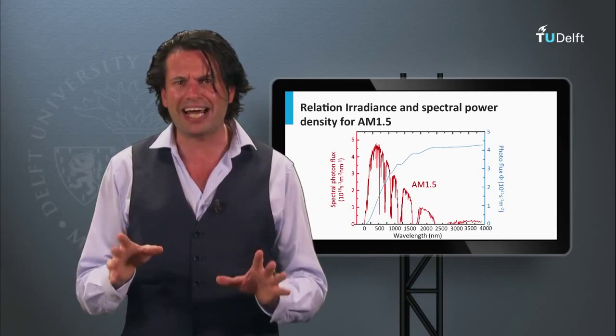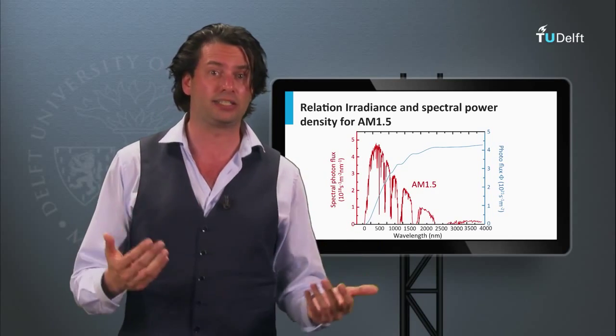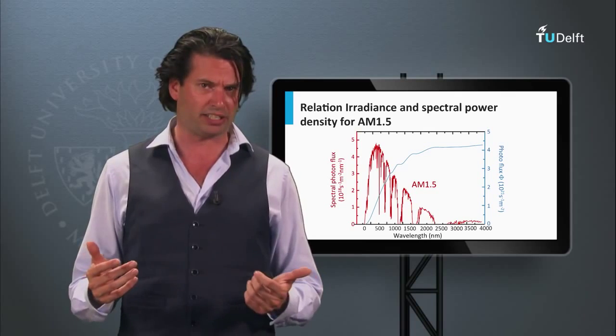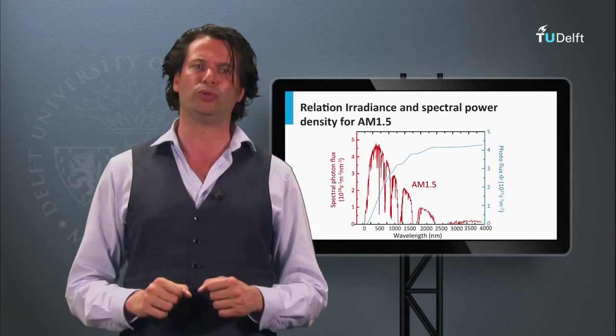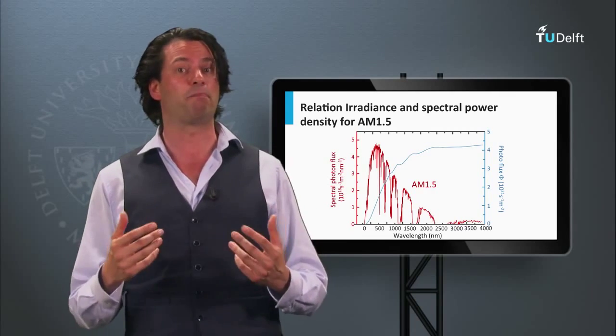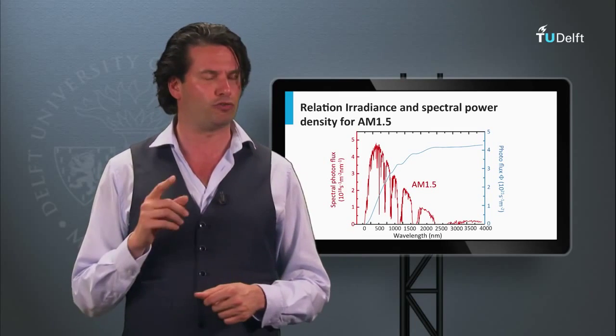So the concept that light can be described by quantized packages of energy, as proposed by Einstein, is a very important tool to calculate the maximum possible conversion efficiencies of solar cells.